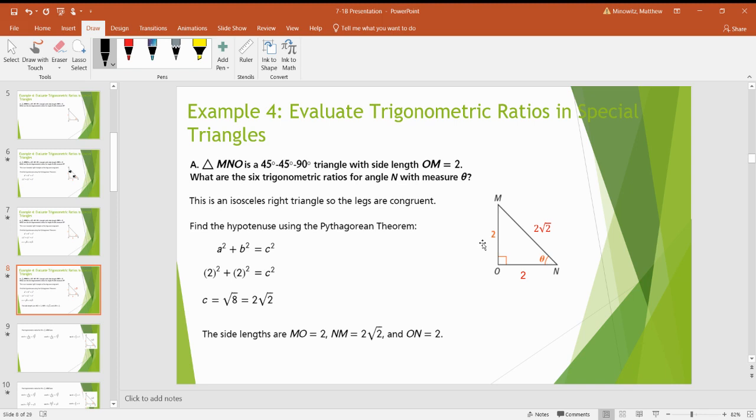I'm going to show you a pattern. In a 45, 45, 90 triangle, if the side length is x, then the two legs are x, and the hypotenuse is x times the square root of 2. Works for every 45, 45, 90 triangle. You don't have to use Pythagorean theorem every time, but you're welcome to. Now I have a fully labeled triangle. Now I can use my 6 trigonometric ratios.